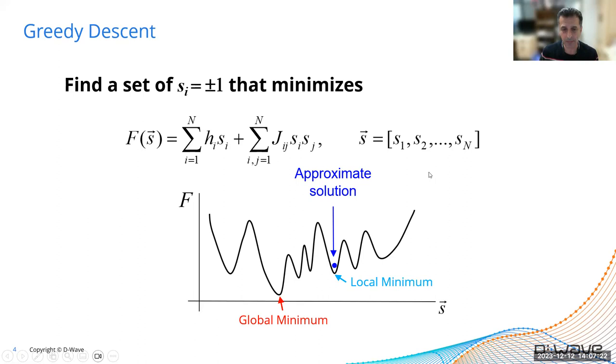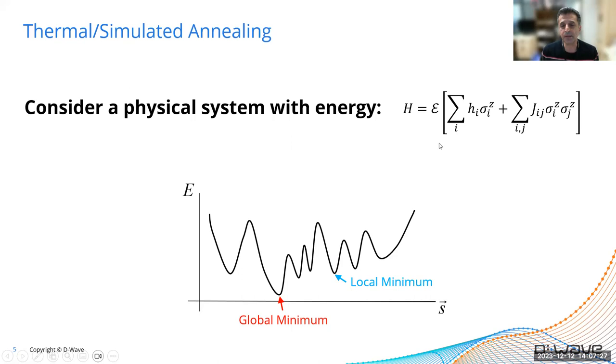A better idea is to use physics. One way is to use thermal annealing, or the classical algorithm version of that, called the simulated annealing algorithm. The way to do that is to introduce a physical Hamiltonian proportional to this Ising cost function. If you notice, I'm replacing these Si, which were classical variables, with Pauli matrices, but basically it is the same cost function with some energy scale in front.